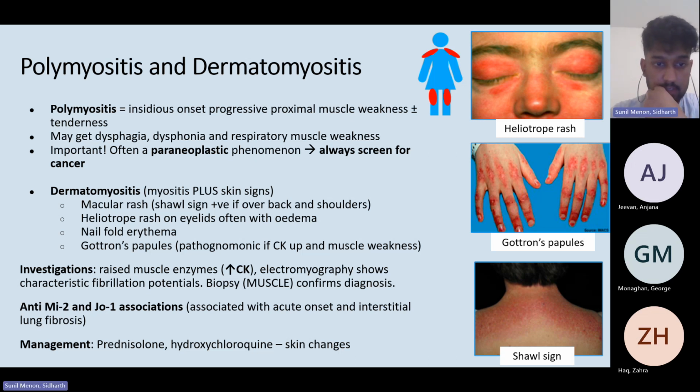Do you cover management for this, prednisolone? Yeah, first line is corticosteroids, second line either DMARDs, like methotrexate or hydroxychloroquine. You'd specifically do hydroxychloroquine in dermatomyositis rather than polymyositis because it's more effective for skin changes.